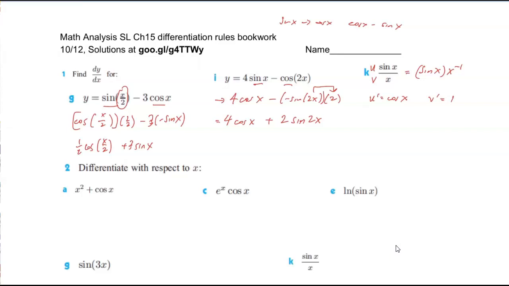So now let's write down quotient rule. I'm going to put v squared on the bottom, that would be x squared. On top, I'm going to put v u dash minus u v dash. And I'm done. If you did product rule, it would look a little bit different, but you would see that you can simplify it to be the same thing.